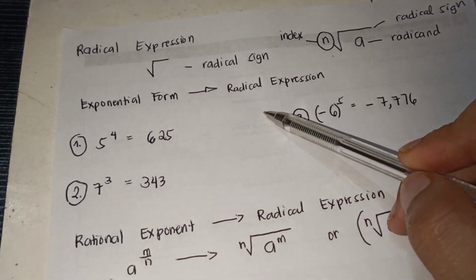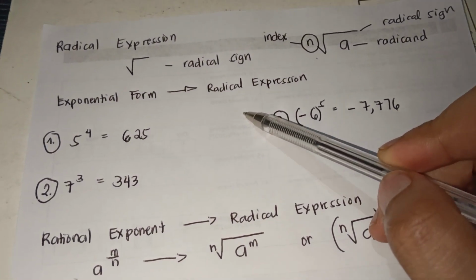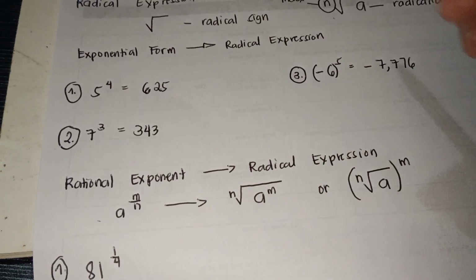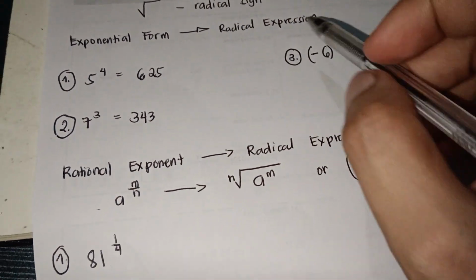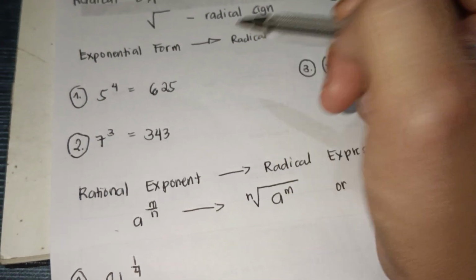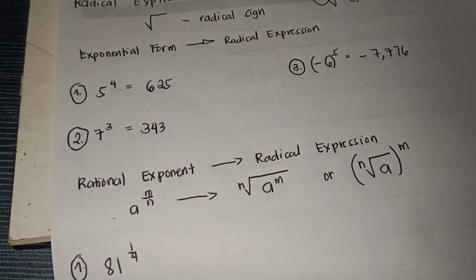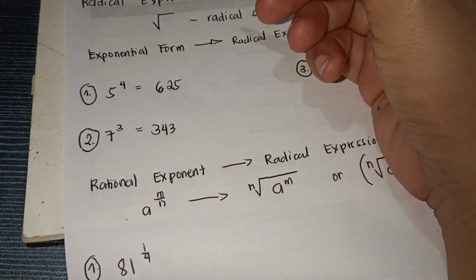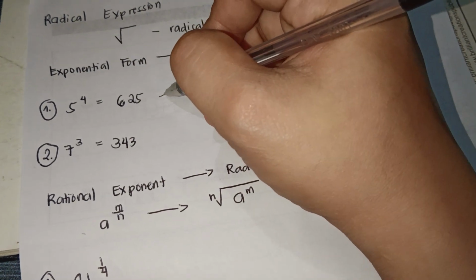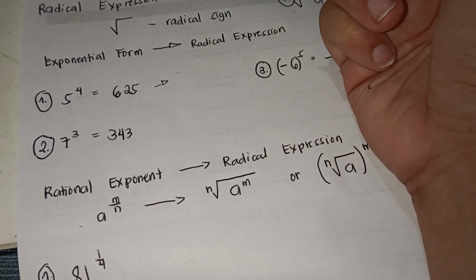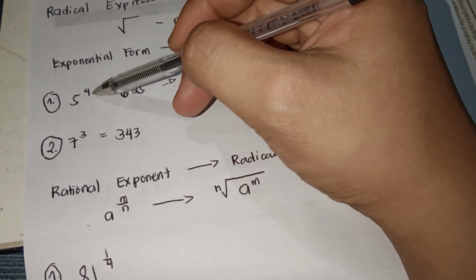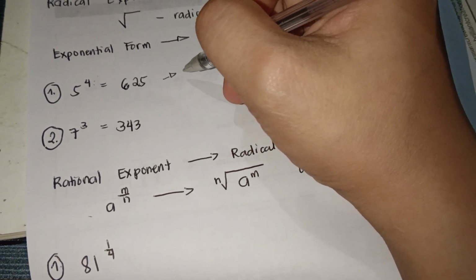Next, this one is the exponential form. So we're going to rewrite it in radical expression. So paano po natin yung gagawin? I have here different examples. The first one is 5 raised to 4 equals 625. So in order for us to rewrite it in radical expression, ang lagi nyo pong titignan is the exponent, because the exponent serves as the index para sa radical expression po natin.